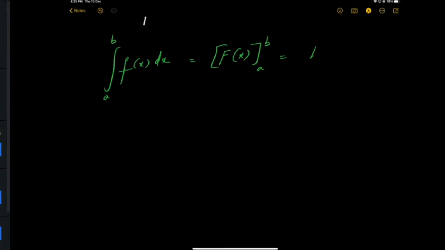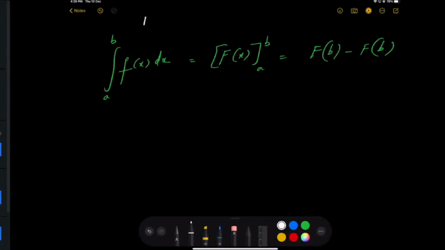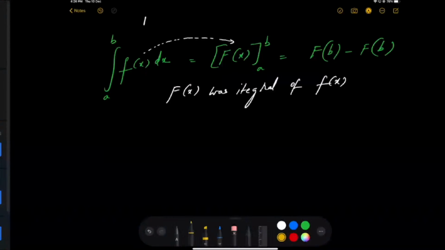So if you want to find the integral of any function, small f of x dx between the limits a and b, first I write capital F of x, which is the integral. I'll put the limits from a to b and I'll subtract lower limit from the upper limit. Clear? Okay, fine. Now, here, what was capital F of x? Capital F of x was integral of small f of x.